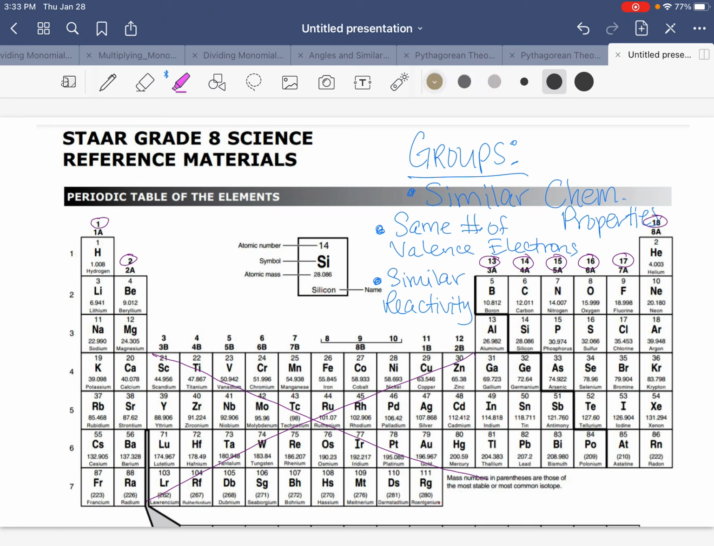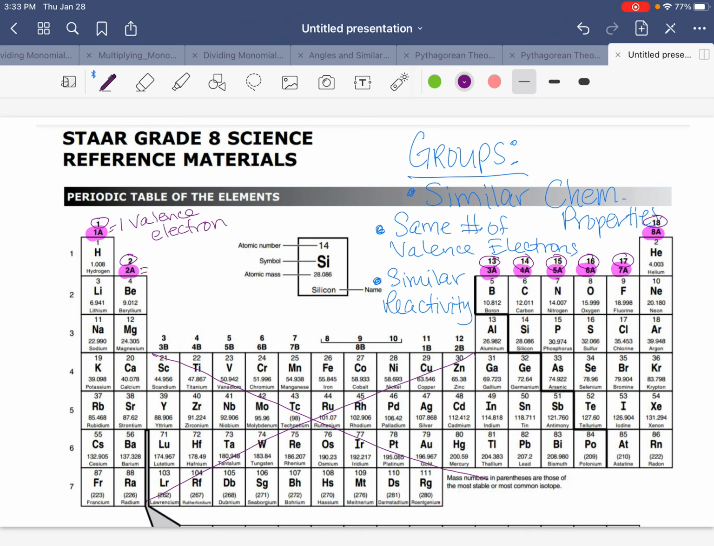But what we will focus on are these nice little A numbers at the top. These are important. I always tell my students, your periodic table is like a cheat sheet. You just got to know what the codes are. So the numbers at the top are the group number. The A number indicates the number of valence electrons that that group has. So group 1 has 1 valence electron.